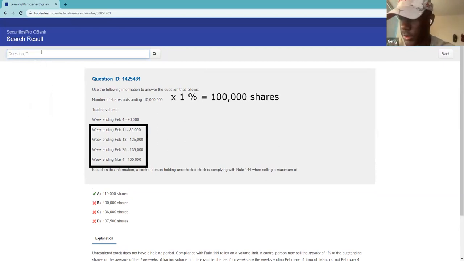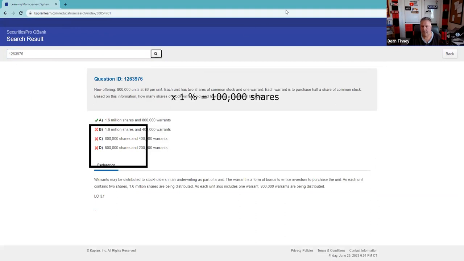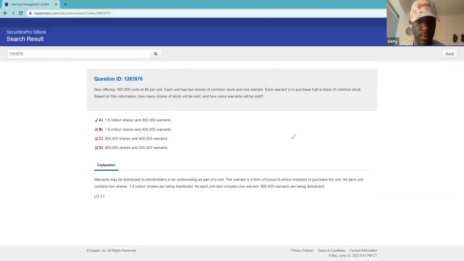The next one is 1263976. Let me clear up my screen here. New offering has 800,000 units at six. Now a unit is more than one security offered together. So when I call you and say, hey, Jerry, I got a unit for you. Each of these units consists of 2 shares of common stock and 1 warrant. Each warrant is to purchase a half a share of the common stock. Based on this information, how many shares will be sold and how many warrants will be sold?